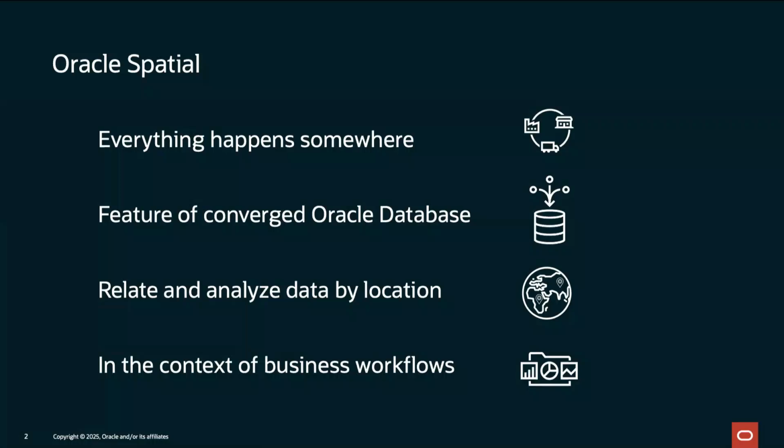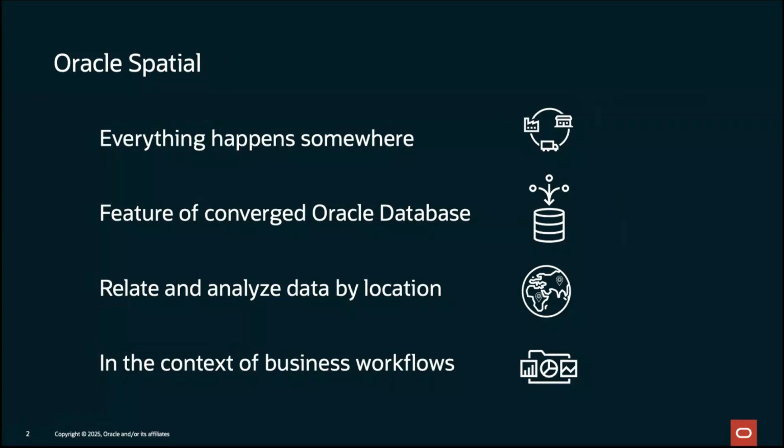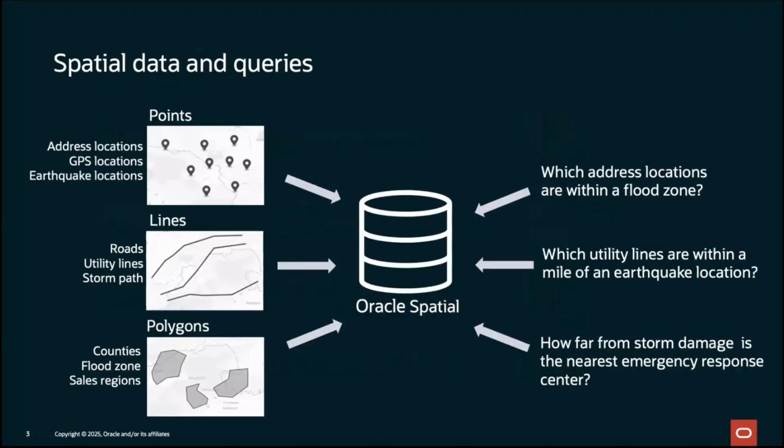We're a feature of the converged Oracle database. We live alongside the other converged features of the database, like Graph and in-database JSON and so on and so forth. We're just another one of those converged features, and we are there to allow you to use location as a key for analyzing and relating otherwise disparate information, and of course to do that in the context of a business process.